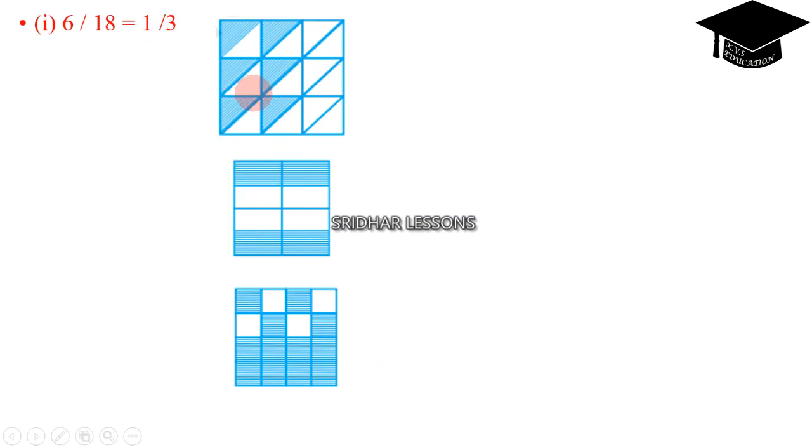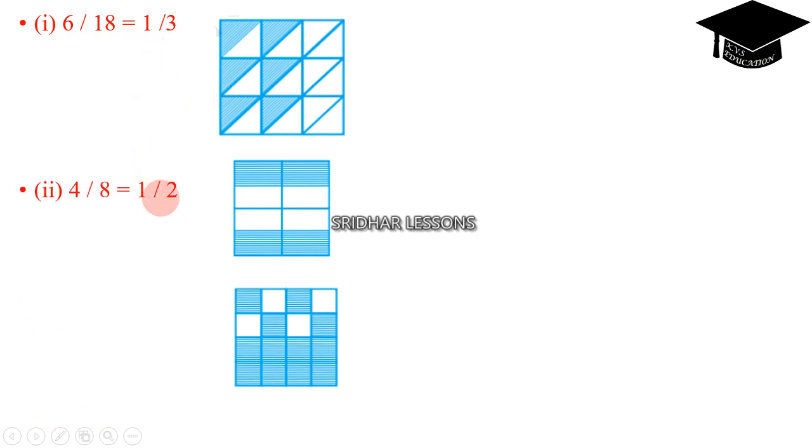Next, for this one, how many parts are there? 1, 2, 3, 4, 5, 6, 7, 8, 9, 10, 11, 12, 13, 14, 15, 16, 17, 18. 18 parts. Out of 18 parts, 1, 2, 3, 4, 5, 6, 6 were shaded. So 6 by 18, this is equal to 1 by 3.